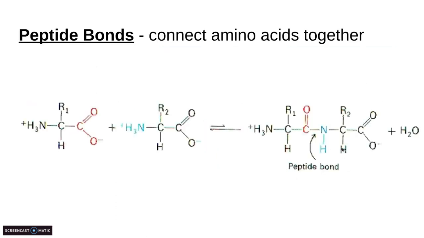So how do we connect them together then to make a protein? Go ahead and write this down. Peptide bonds are the bonds that connect amino acids together. We talked about hydrogen bonds in DNA. There's a different type of bond here called a peptide bond. You'll see in this picture, we've got this amino acid on the left and this amino acid on the right, and they're joining together.